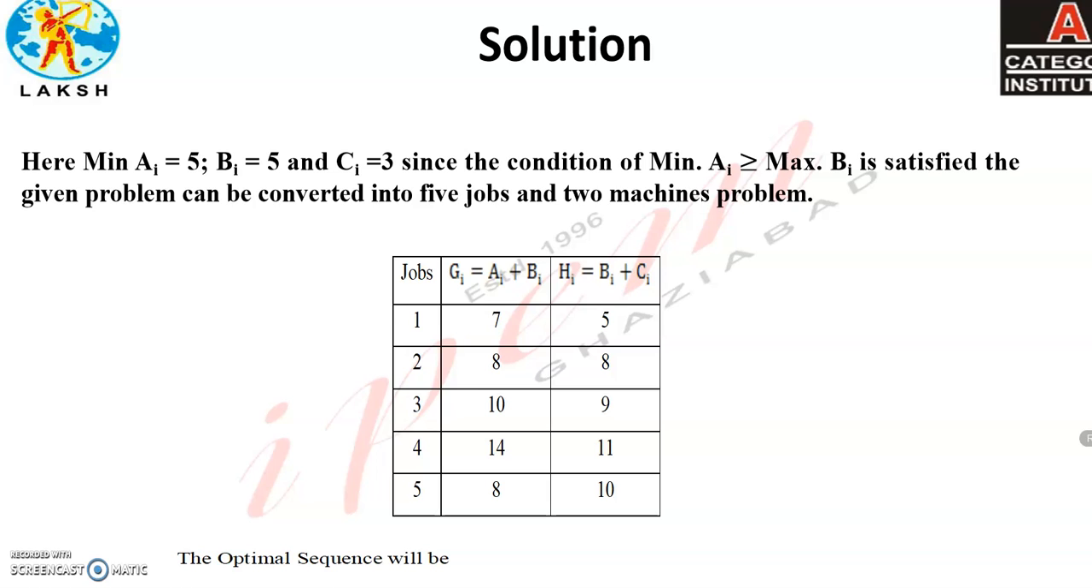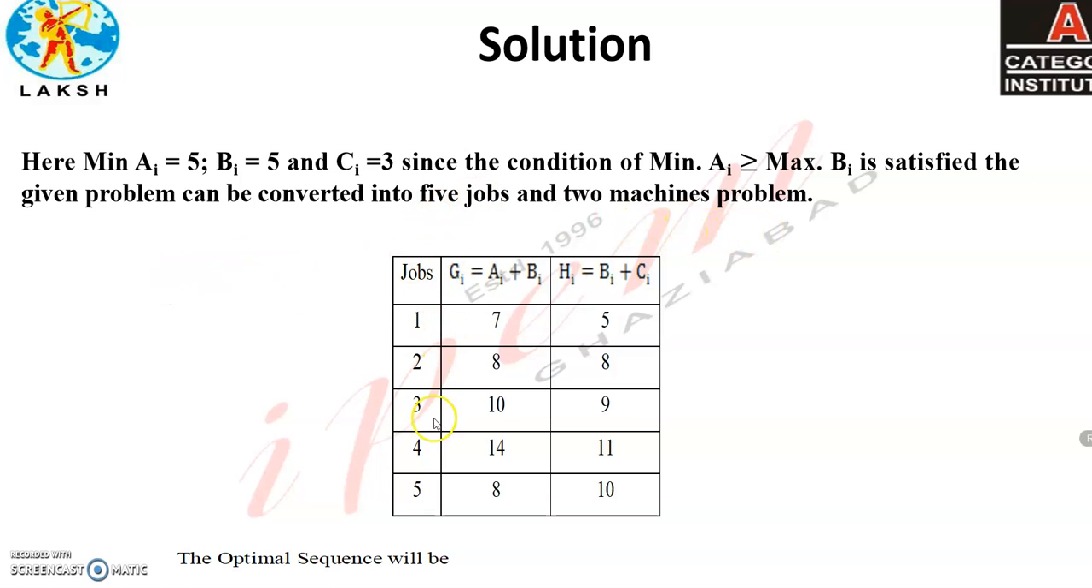So here in this problem, minimum of A is equal to 5, maximum of B is equal to 5, and minimum of C is equal to 3. So the first condition is satisfied, minimum of A is equal to maximum of B, 5 is equal to 5. So we can convert it into a 5 jobs and 2 machine problem.